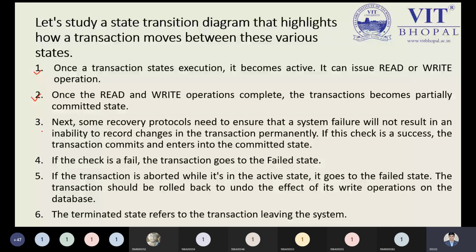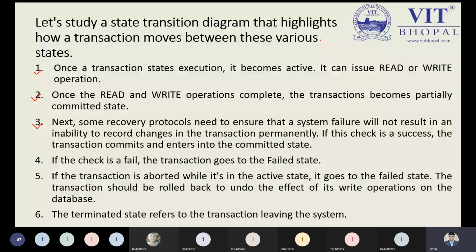Next, some recovery protocols need to ensure that the system survives failure, and I will tell you the recovery protocol concept when we study recovery management. When the transaction has failed, it is also possible to recover. For example, your transaction failed due to some technical issue, but you did not receive your amount from the ATM machine, and at that time the transaction can be recovered by some method, and those are known as recovery protocols. We will see this part after the transaction, then concurrency, and then recovery. So first we need to understand what is meant by transaction and its properties.